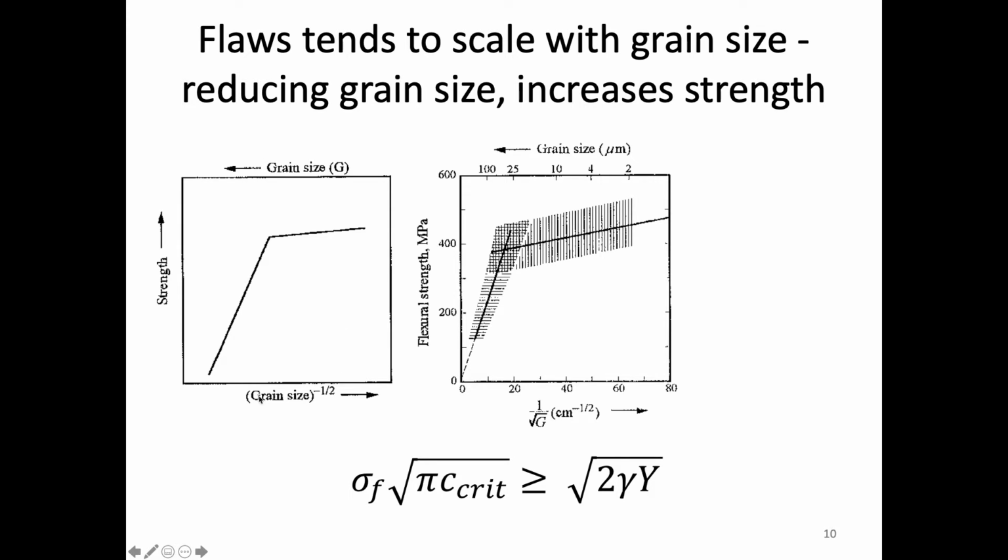So if we plot grain size this way versus strength, we see that with increasing grain size, so that's this direction, initially the strength is relatively stable, but at a certain point the strength really drops as the grain size increases. And so if we want to increase strength, then we're going to go the opposite way, and we're trying to refine or reduce the grain size.